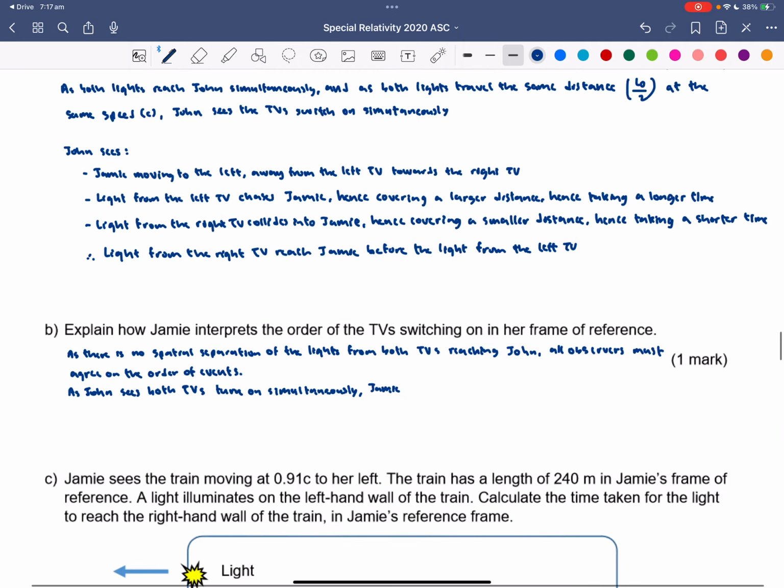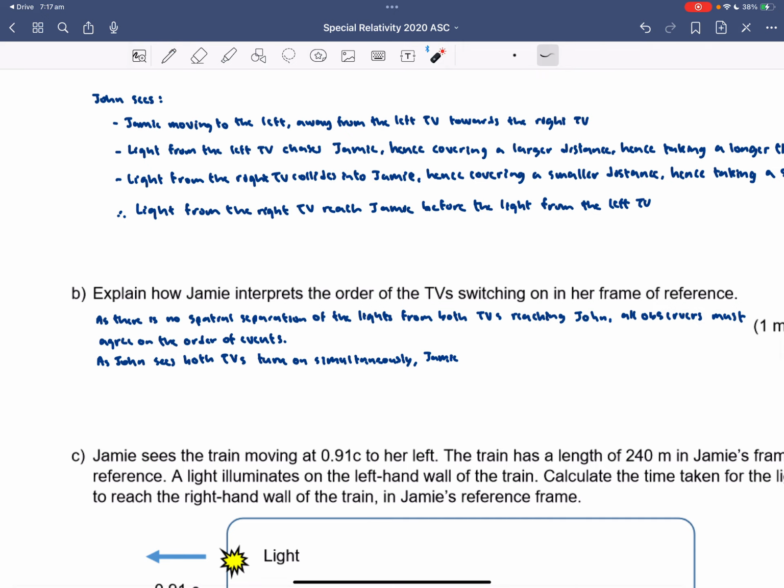I'm not even answering the question. It says how Jamie interprets the order of TVs switching on in her frame of reference. I thought the question was asking to explain how Jamie interprets the order of the TVs switching on according to John. Whatever I've written is not wrong, it's just not answering the question.